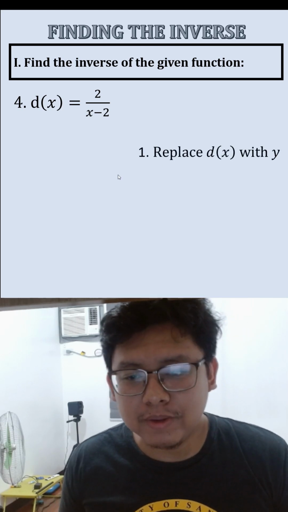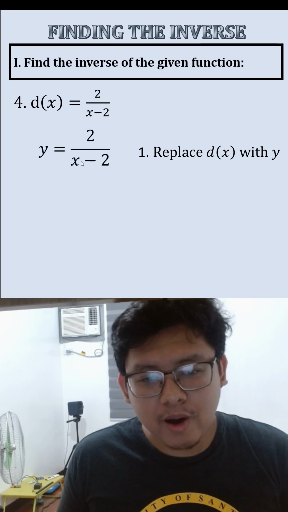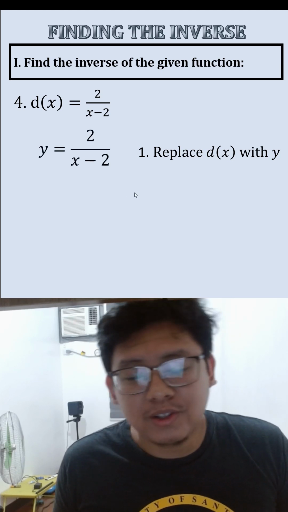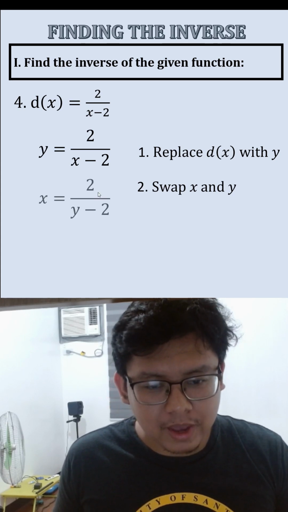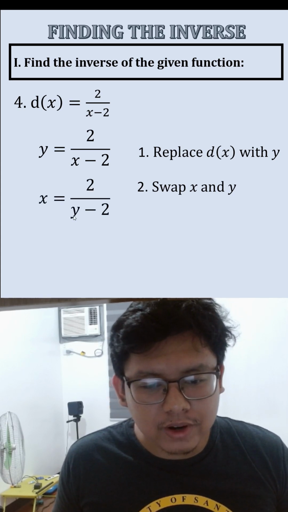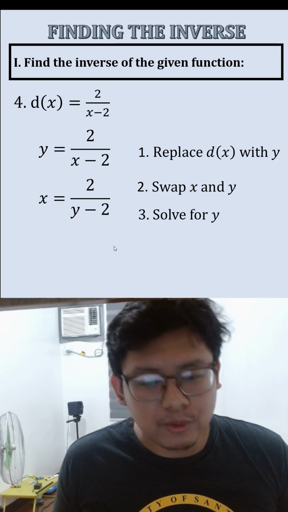So our first step is for us to replace the function notation with y. So we have y is equal to 2 all over x minus 2. Then we proceed to swapping x and y. So we have x is equal to 2 all over x minus 2. Our third step is for us to solve for y.